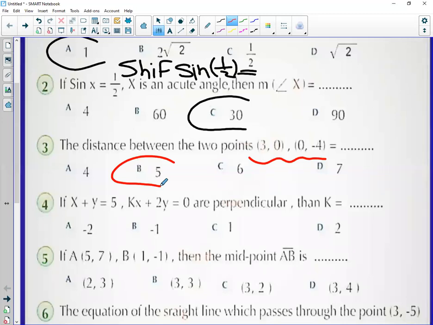Number 4. If x plus y equal 5 and kx plus 2y equal 0 are perpendicular, then k equal what? Do you know the result, Tahir?